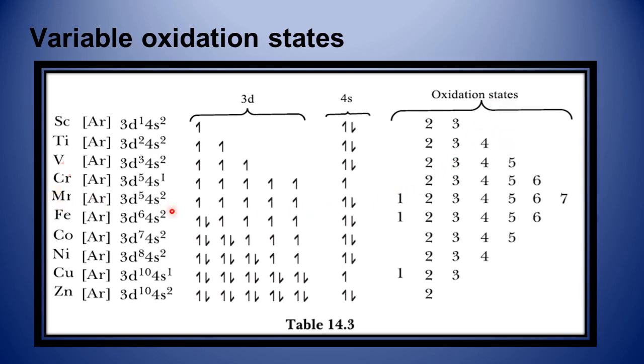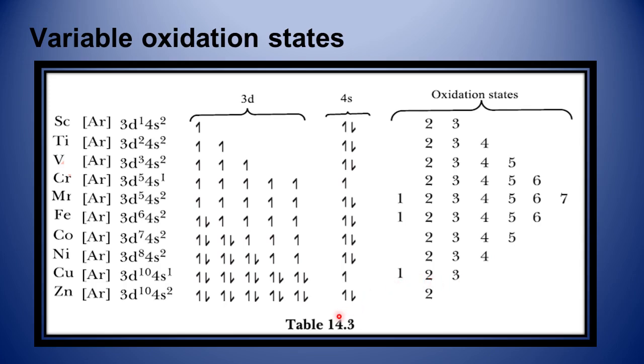After manganese, we have seen that unpaired electrons are going to decrease as the pairing is going to get started. So the oxidation state also decreases. Iron is going to have maximum oxidation states up to +6, cobalt +5, nickel +4. Copper is present in +1, +2 and +3 oxidation states, but zinc shows only an oxidation state of +2.